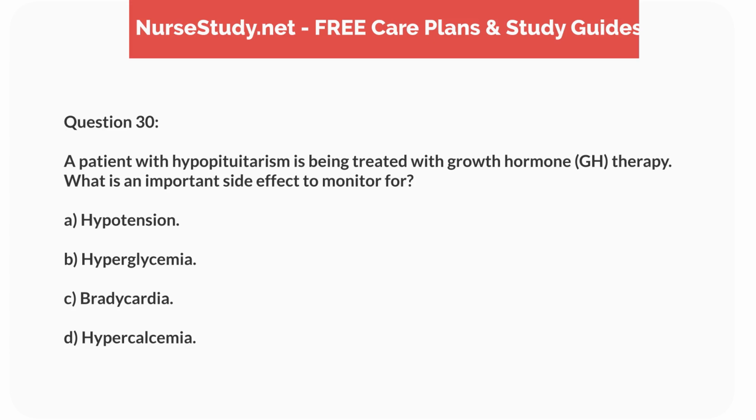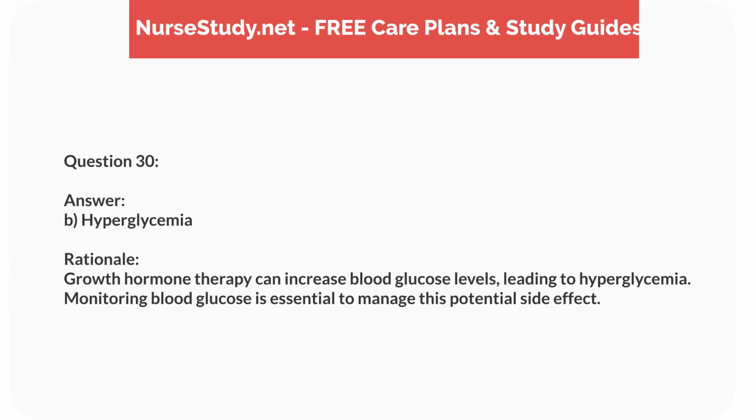Question 30. A patient with hypopituitarism is being treated with growth hormone (GH) therapy. What is an important side effect to monitor for? A. Hypotension. B. Hyperglycemia. C. Bradycardia. D. Hypercalcemia. Answer: B. Hyperglycemia. Rationale: growth hormone therapy can increase blood glucose levels, leading to hyperglycemia. Monitoring blood glucose is essential to manage this potential side effect.